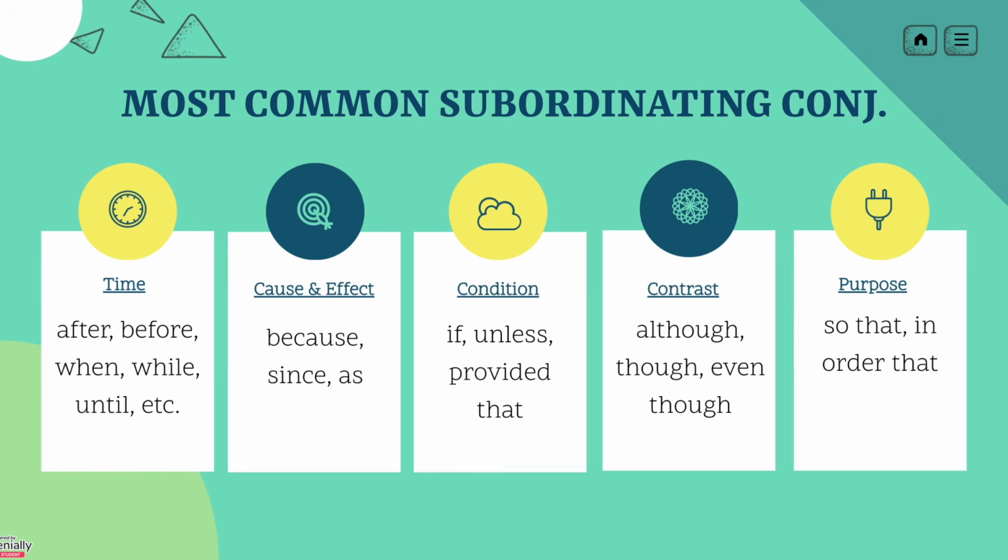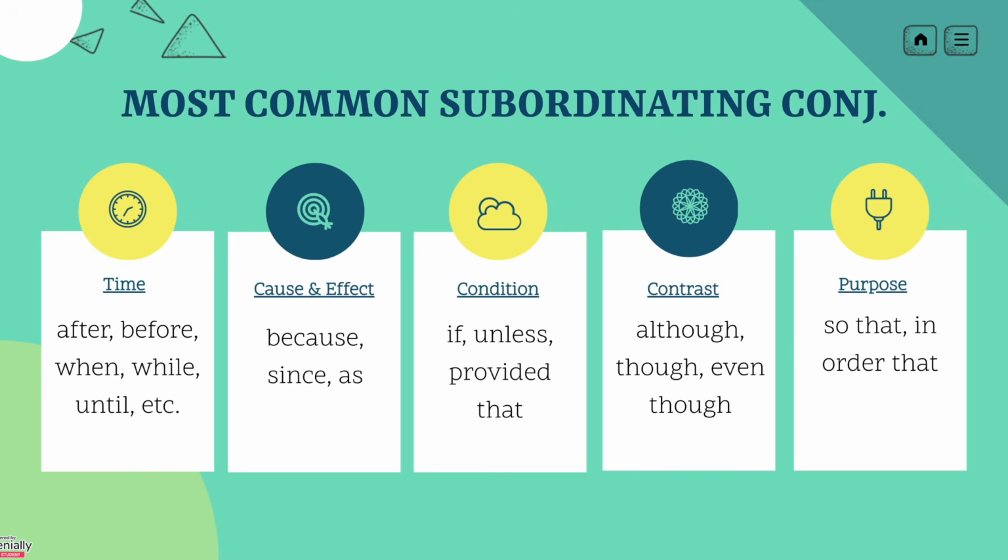So then we have cause and effect, like because, since, as. Because I missed the bus, I was late. Or since it's your birthday, let's celebrate. These explain why something happens. Then we have condition. If, unless, provided that. If it rains, we'll stay inside. Unless you study, you won't pass. These show what needs to happen first.